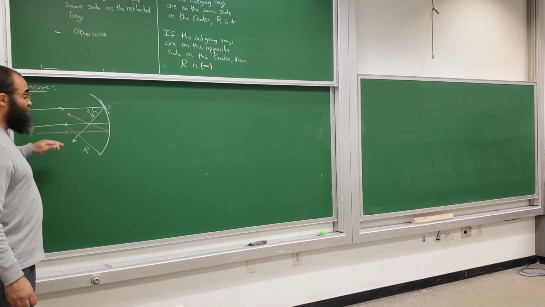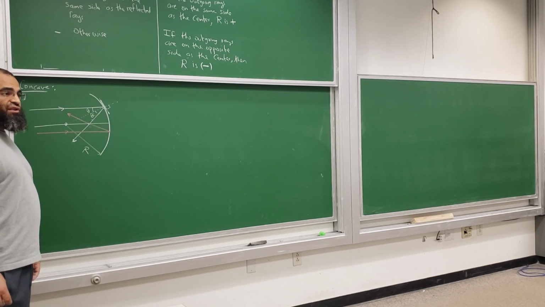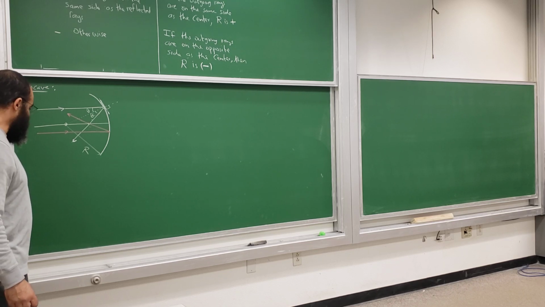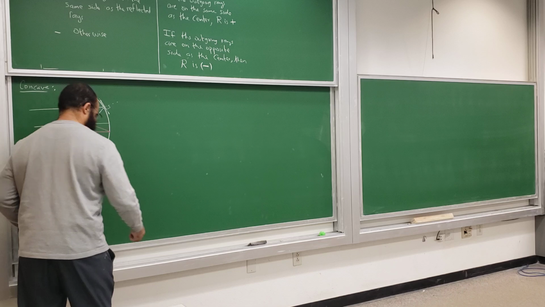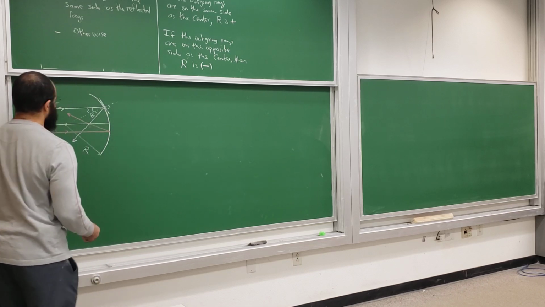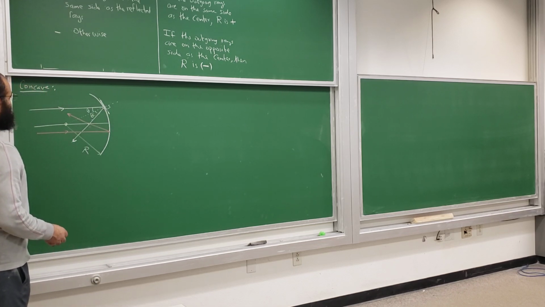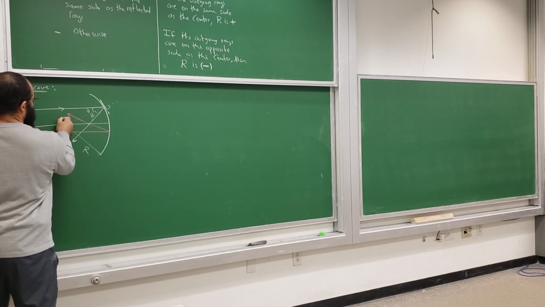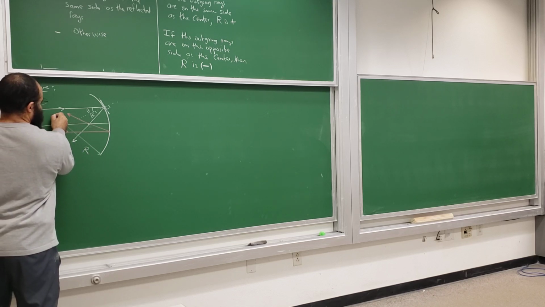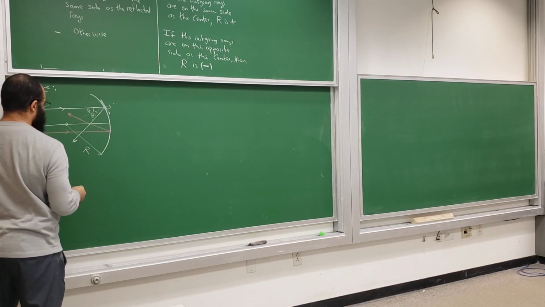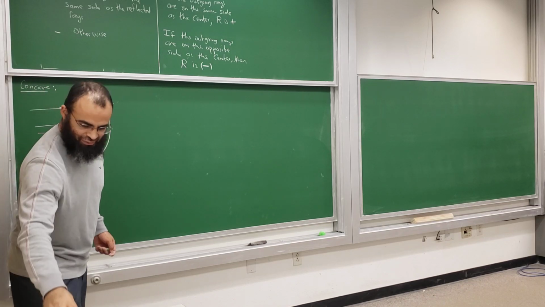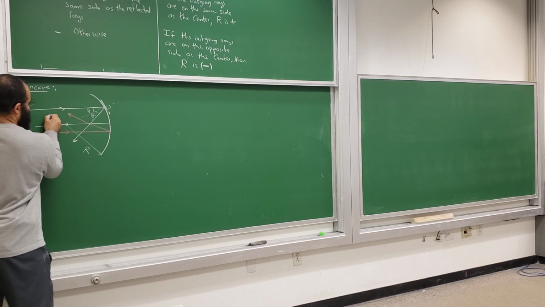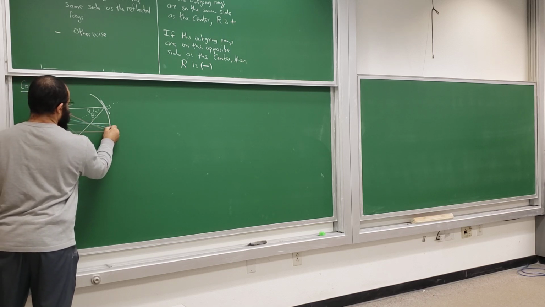So all parallel rays, they pass through the focal point. Is that clear? Yes. Let me ask you a question to see if you understand. Let's say I send a ray through the focal point. Let me use blue, so it's a little different. I'm going to send a ray through the focal point. Can you tell me how it would reflect?